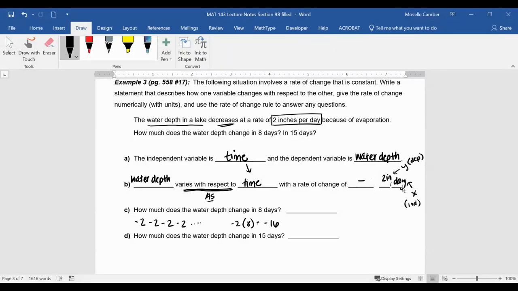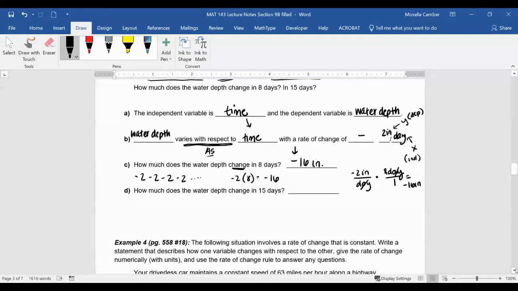Now note, if we look at the units, right, because this is a real world problem, we always have units, we can see that we also need to multiply here because we have a -2 inches per day, right? If we multiply that by 8 days, days cancel and you're left with just inches, which is what I want, right? So I want to know how much does the water depth change. So I want to know an amount of inches. So it changes -16 inches. Right, because it says change here, we are going to include that negative.